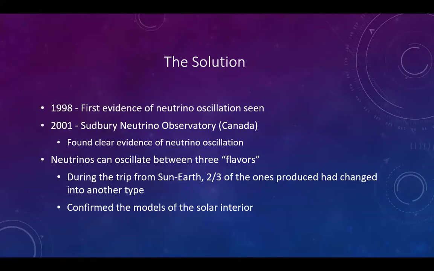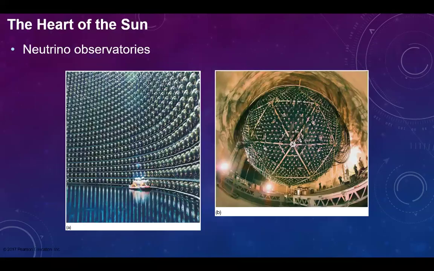And so, let's see if I have more. Here are some neutrino observatories. This is the Sudbury detector in Canada. It's a giant sphere in the bottom of a salt mine. I think this is Super Kamiokande. This is either Kamiokande or Super Kamiokande in Japan. And those are guys in a boat for scale. Those are people.